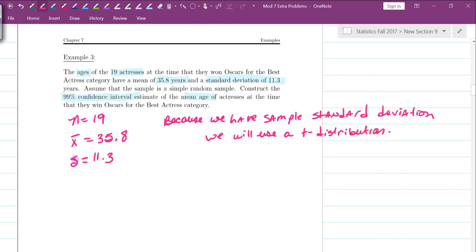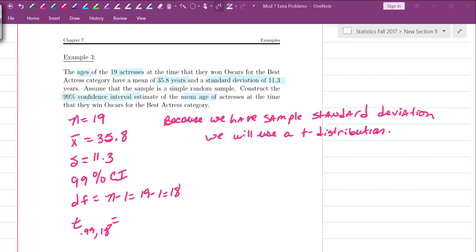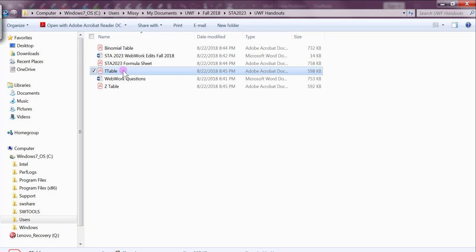Okay. So we are told to get a 99% confidence interval. 99% CI. I need to know what my degrees of freedom are. If I'm on a T, my degrees of freedom, remember, are equal to n minus 1, which is 19 minus 1, which is 18. I need to get my T point 99, comma, 18 degrees of freedom, so I know what that critical value is. So we're going to open up real quick my T.